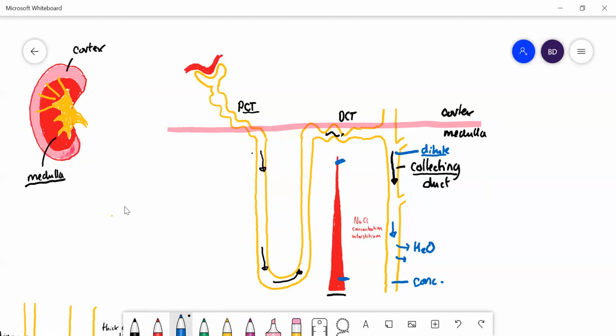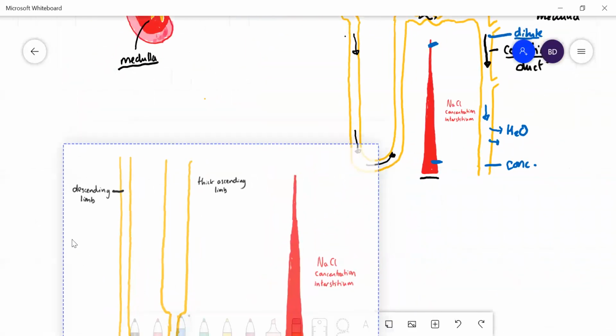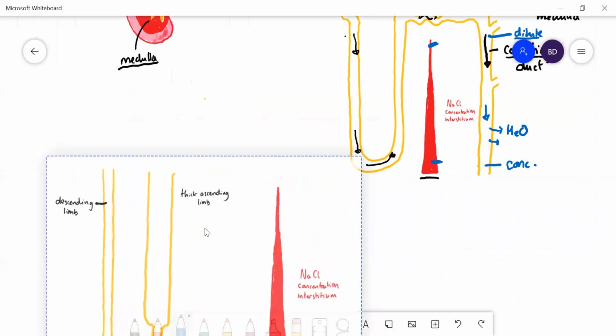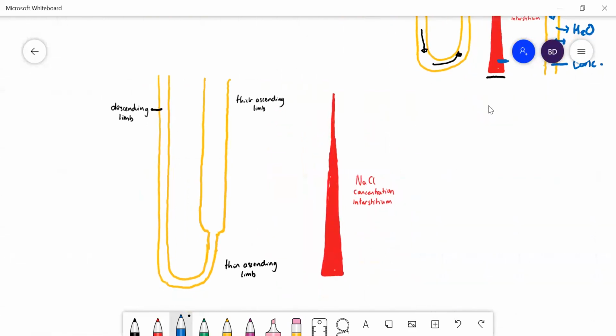So let's see how the loop of Henle actually achieves this, making this concentration gradient in the renal medulla. Here I've drawn a diagram of the loop of Henle in a bit more detail. You can see we've got this descending limb, and it's called descending because the urine, the filtrate, is flowing downwards in that part. And then it does a U-turn here, and then you've got the ascending limb. The first bit is called the thin ascending limb, and then it becomes thick there.